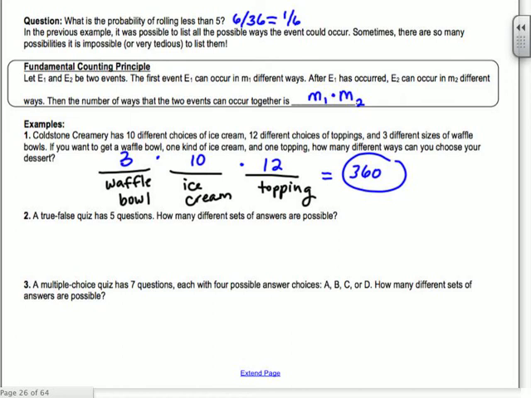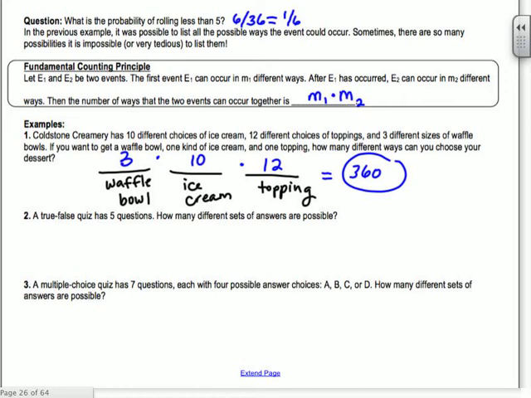All right, so number 2. A true-false quiz has 5 questions. How many different sets of answers are possible? So let's say you knew nothing about the topic and you went in to take a true-false quiz. You had not studied at all, you had not paid attention in lecture, you knew nothing about it, and you just decided you were going to guess. Yikes. Please don't do that in Algebra 2.